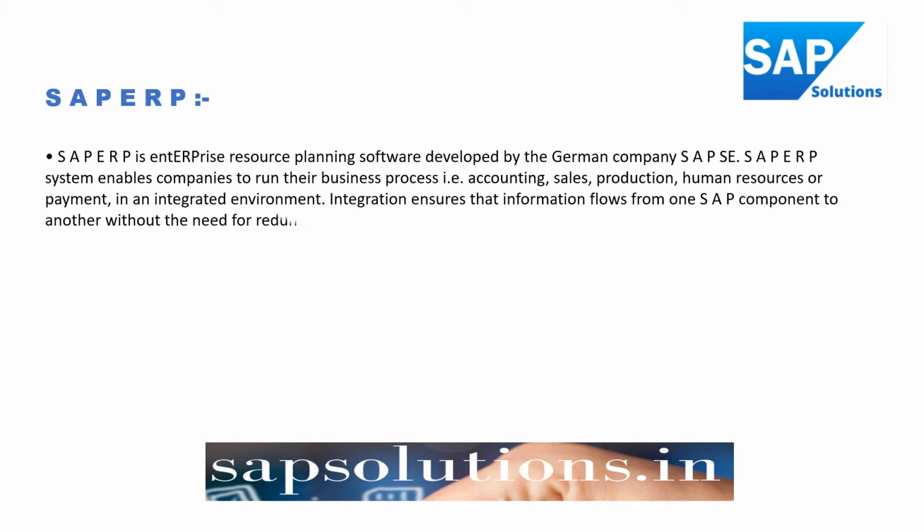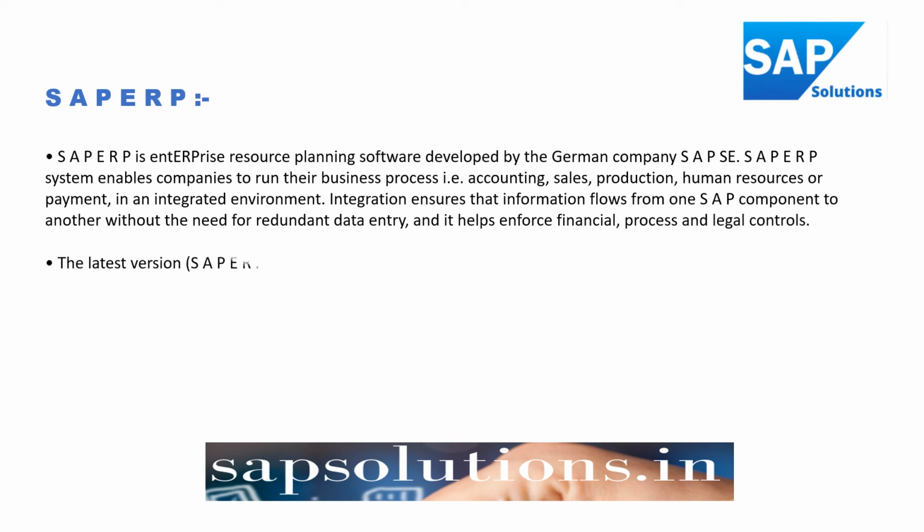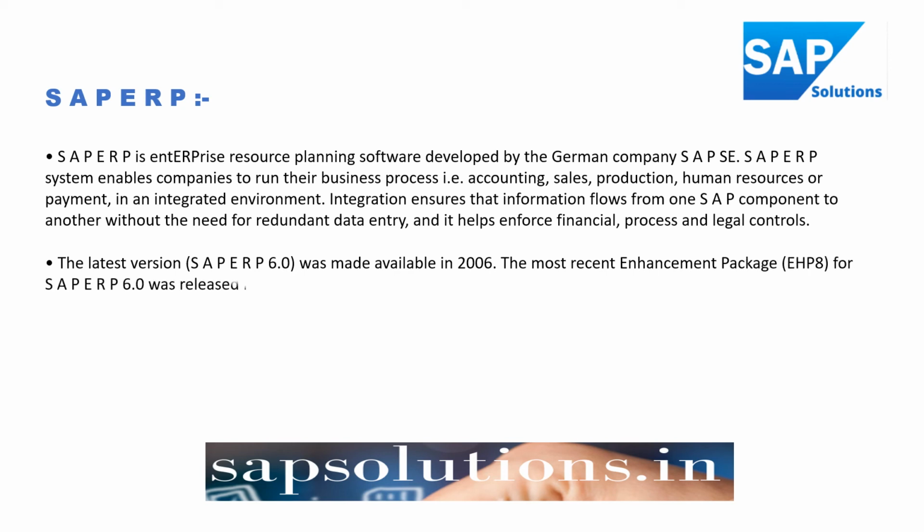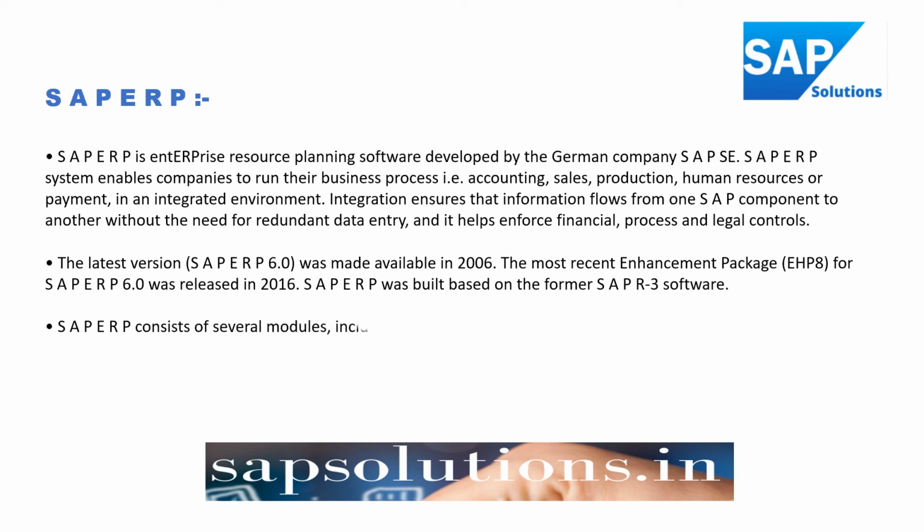Integration ensures that information flows from one SAP component to another without the need for redundant data entry, and it helps enforce financial, process and legal controls. The latest version, SAP ERP 6.0, was made available in 2006. The most recent enhancement package, EHP8, for SAP ERP 6.0 was released in 2016. SAP ERP was built based on the former SAP R3 software.